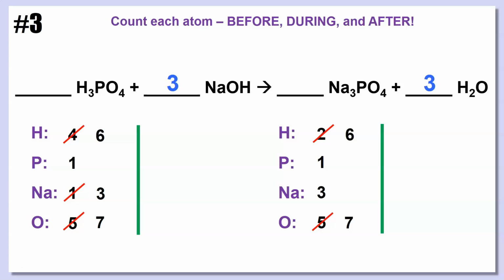I'm going to recount. Be very careful to recount, especially when you have elements in multiple places. That's when we tend to make mistakes. So 3 plus 3 is 6 hydrogens. I still just have 1 phosphorus. 3 sodiums. 4 plus 3 oxygens gives me 7. On this side, 3 times 2 is 6. I have 1 phosphorus. I still have 3 sodiums. 4 plus 3 is 7. Okay, and it's good.